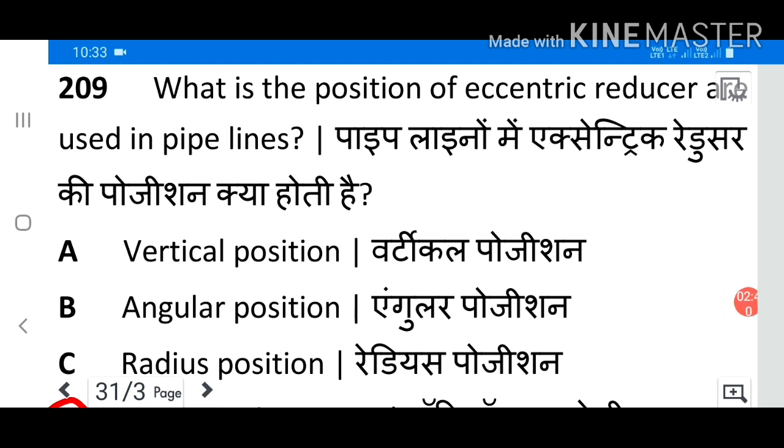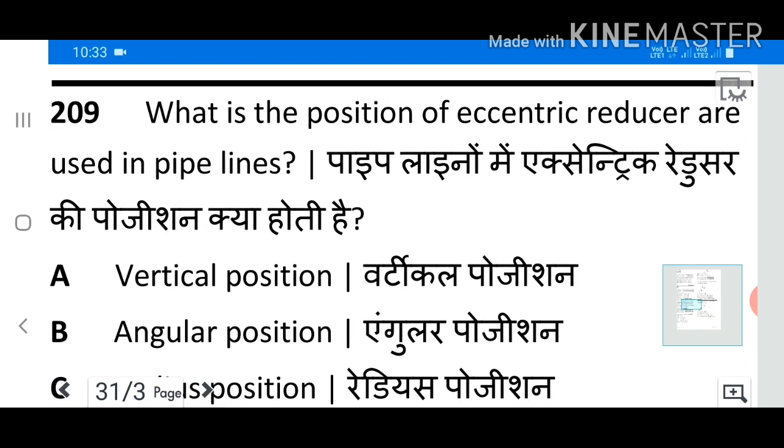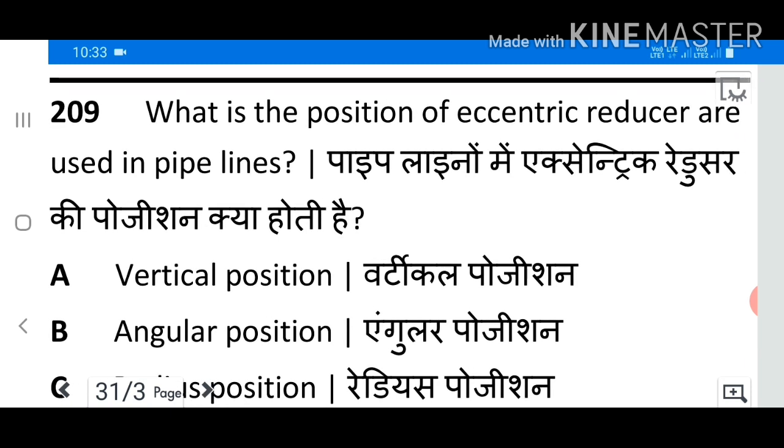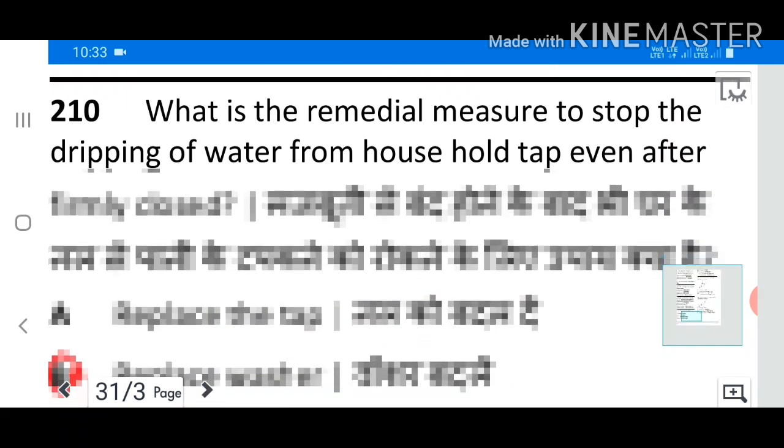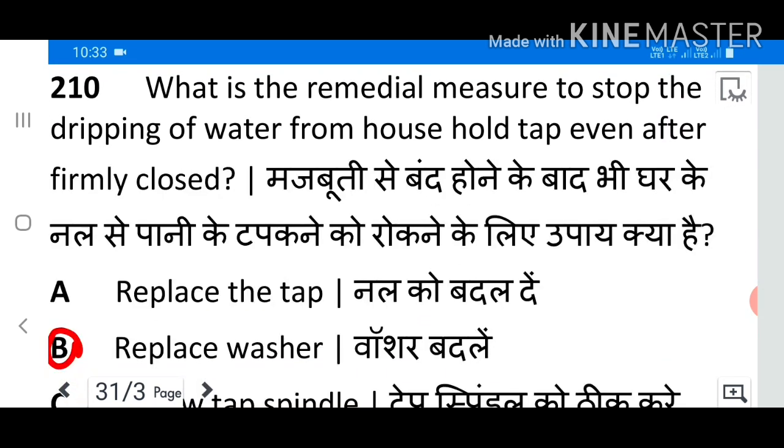209. What is the position of eccentric reducer used in pipelines? Answer D. Horizontal position. 210. What is the remedial measure to stop the dripping of water from household tap even after firmly closed? Answer B. Repair washer.